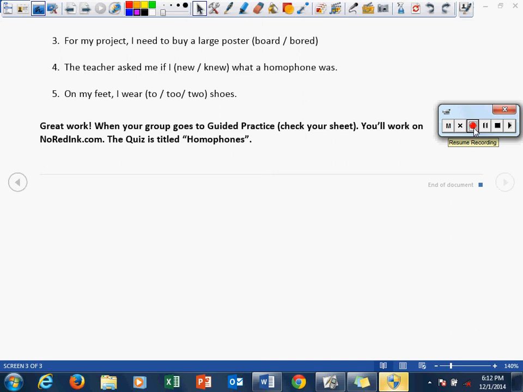The last 3 we're going to go over really quickly. For my project, I need to buy a large poster board. This one's a tricky one. We didn't quite go over this one explicitly in the notes, so let's see if we can use what we know about those two words in order to find one. So I'm going to highlight the wrong answer, cross that out right now. Bored, in that instance, talks about how you're feeling. So I'm feeling bored, I probably fall asleep. But that doesn't have to do with either a board of wood or a poster board.